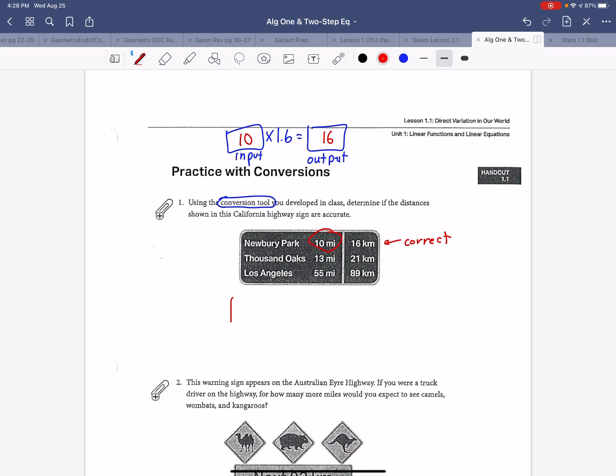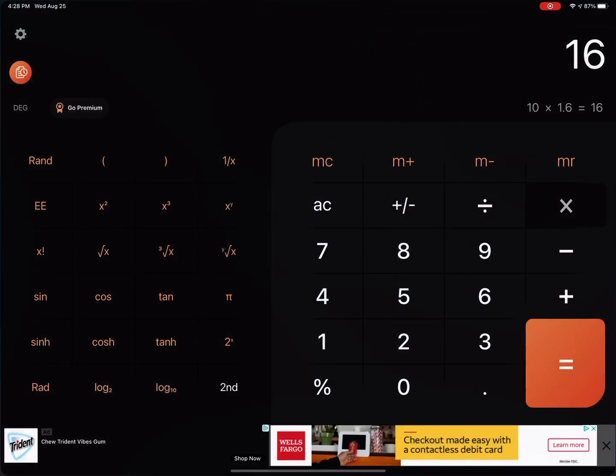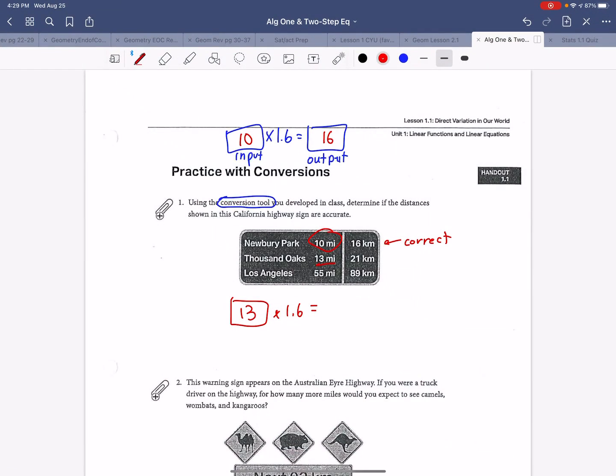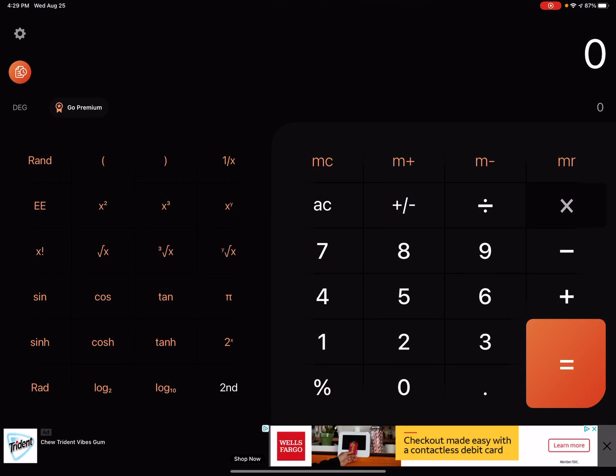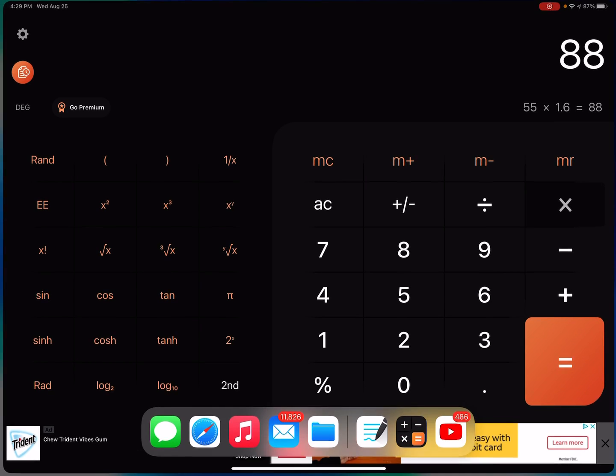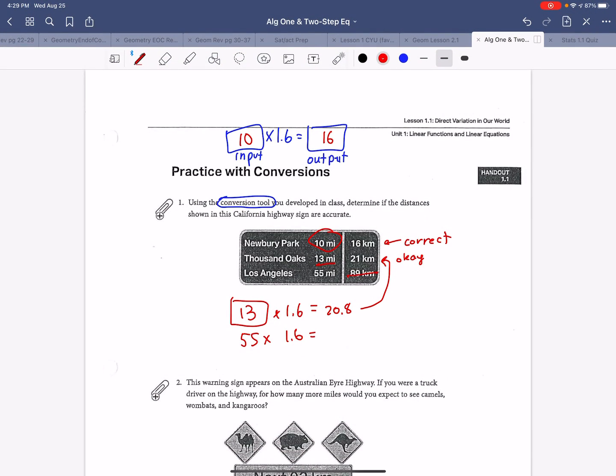And we could have done another one, and I think we did, 13. If I put 13 as my input, times 1.6, I get 20.8. Well, I probably would round that, so this one's okay. It's not wrong, it's just rounded. And then the last one was 55. When I multiply that by 1.6, I get 88. So that told me that this one should be corrected. It's off by a mile, or excuse me, it's off by a kilometer, right?